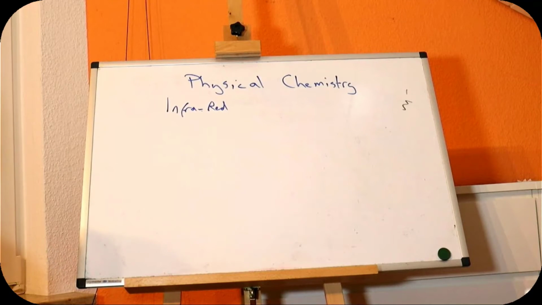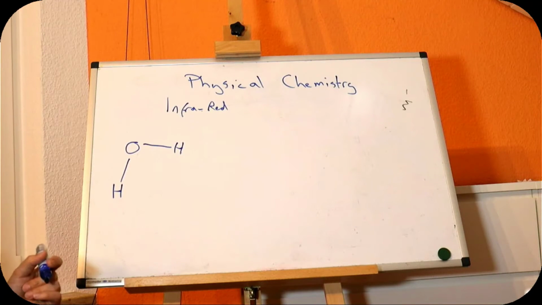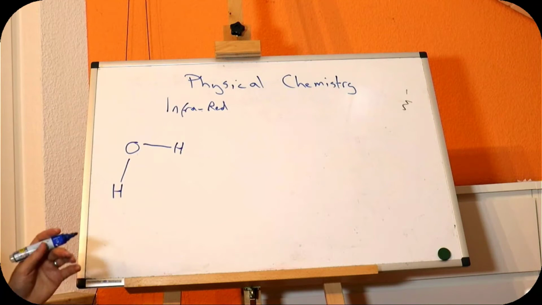Welcome back to physical chemistry. Today we're going to look at infrared, which is the next energy state down. We're not going to go much further than this because then we get out of the range of chemistry. Infrared can be absorbed into oscillation of bonds in a variety of ways.